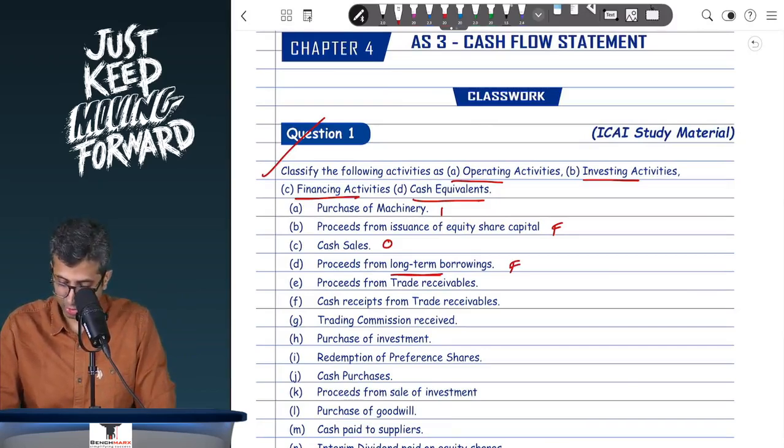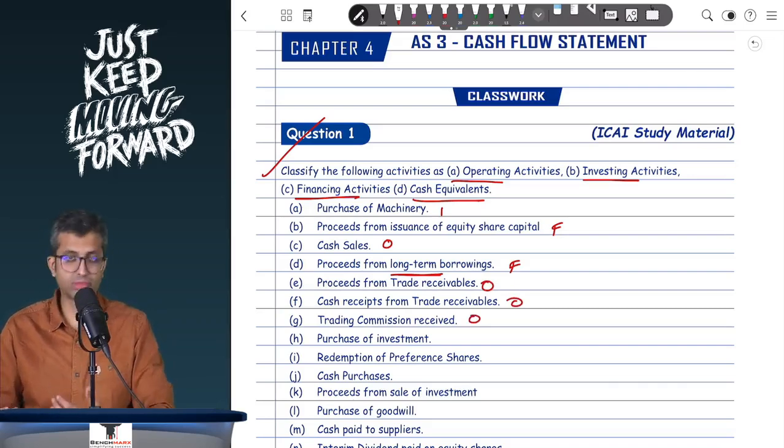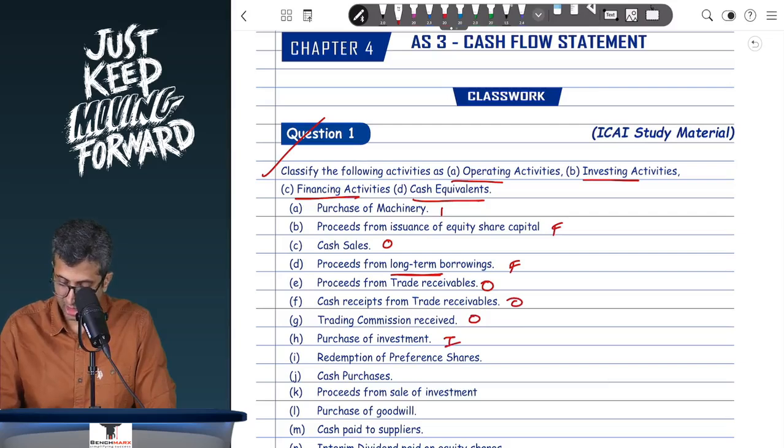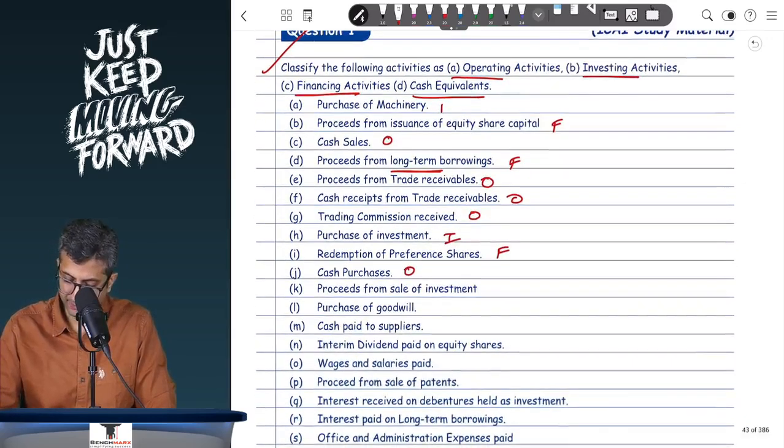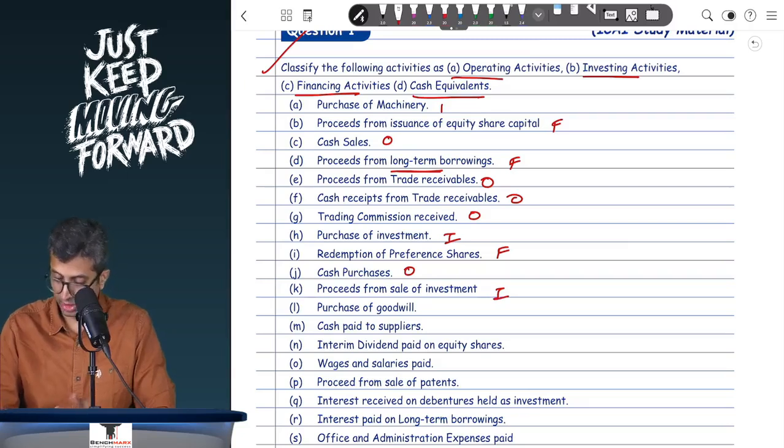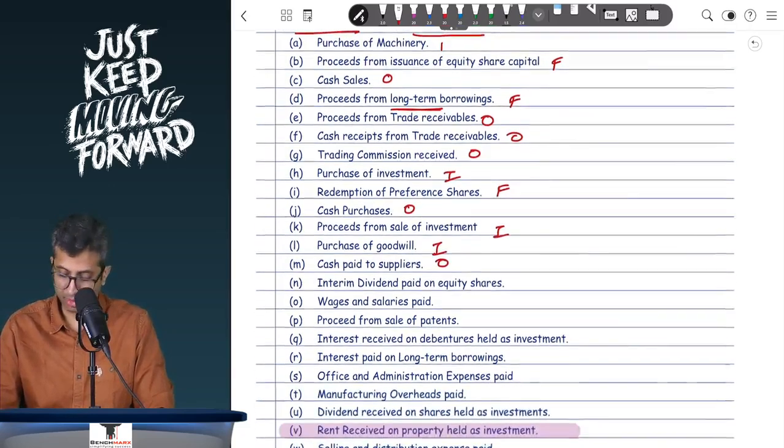Proceeds from trade receivables, operating. This is linked to operations. Cash receipts from trade receivables, again operating. Trading commission received, linked to trade, again operating. Purchase of investment, investing. Redemption of preference shares, redemption being done, this is financing. Cash purchases, operating. Proceeds from sale of investing. Purchase of goodwill is an intangible, again investing. Cash paid to suppliers, operating.